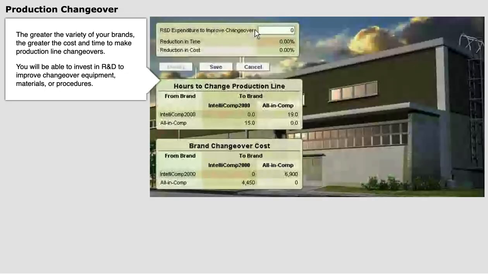The greater variety of your brands, the greater the cost and time to make production line changeovers. You will be able to invest in R&D to improve your changeover equipment, materials, or procedures.